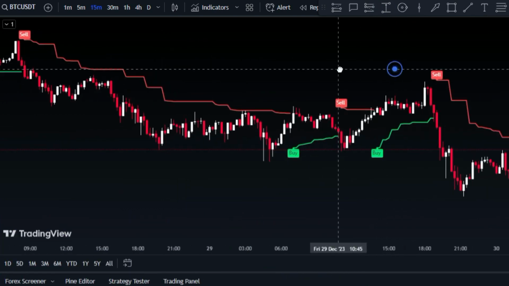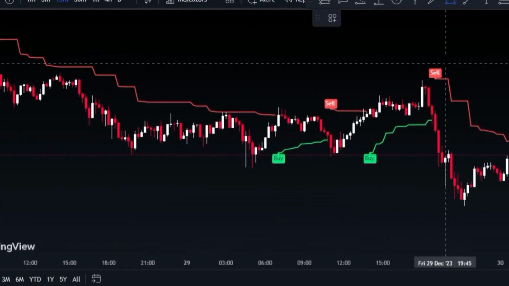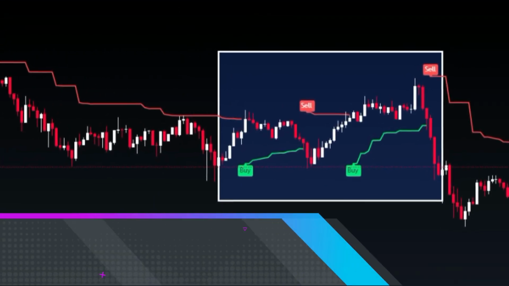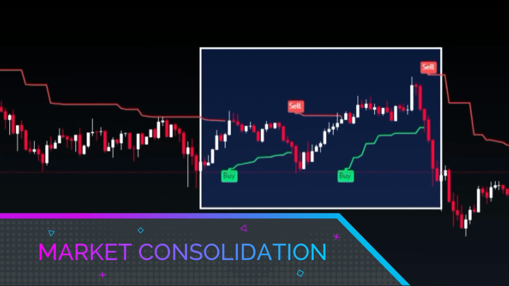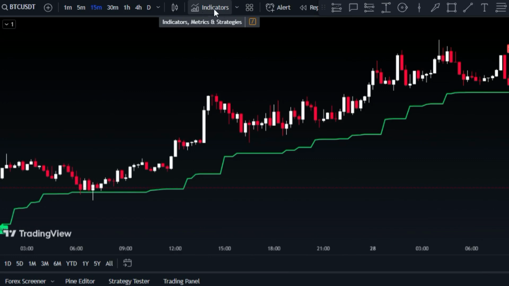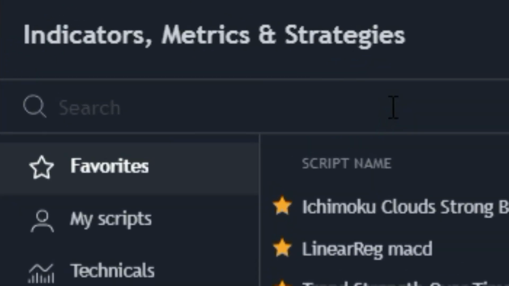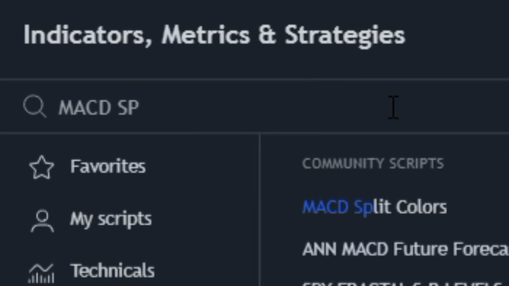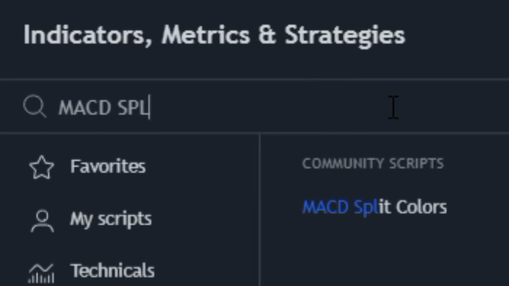But even with these optimizations, we may still encounter some false signals, especially during market consolidation. But don't fret, I've got a solution for that. We'll be adding the MACD split colors indicator to our chart. This will help us determine the direction of the trend and identify high potential signals for profitable trades.